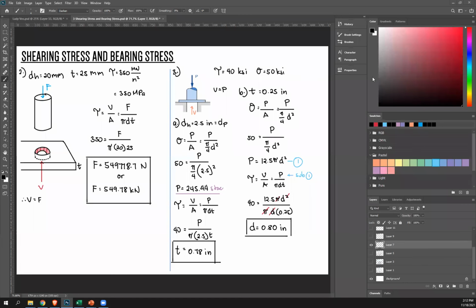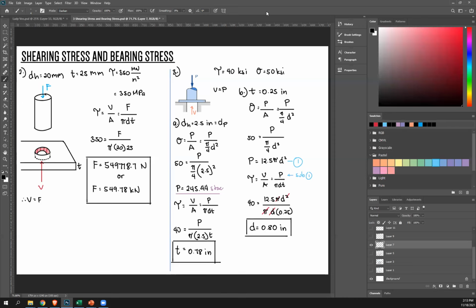Ma'am, paano po nakuha yung 0.78? P is 245.44. So 40 times pi times 2.5. And then divide 245.44 by what you got. You'll get 0.78. P is what we're looking for.